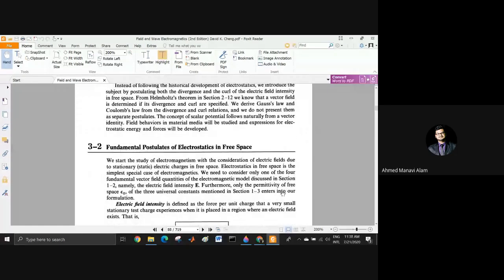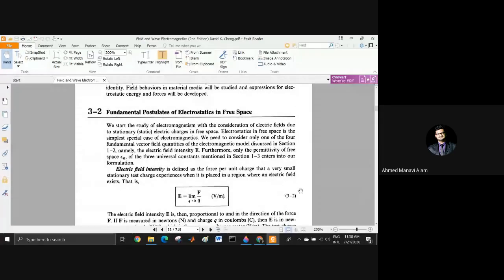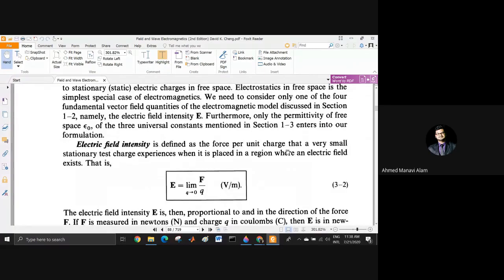Now proceeding, fundamental postulates of electrostatics in free space. Here you can see the formula, the definition of electric field intensity. Electric field intensity is defined as the force per unit charge that a very small stationary test charge experiences when it is placed in a region where an electric field exists.